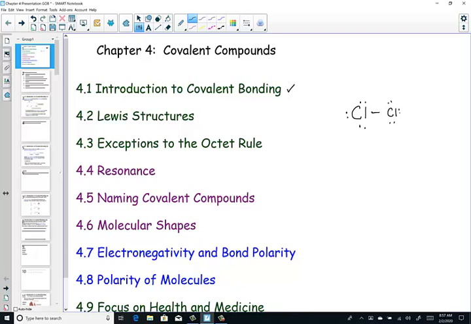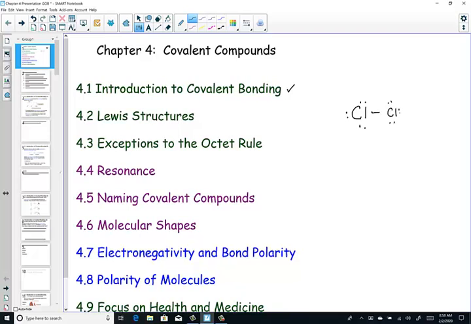We'll understand the octet rule, where every atom would like to have 8 electrons, just like a noble gas. And as with every rule, there are a few exceptions, and we'll investigate those in our third section of Chapter 4. When do we have less than 8 electrons, and when could we have more than 8 electrons around a central atom? We'll investigate the term resonance, where we have more than one correct structure for a Lewis dot representation, a resonance structure with its delocalized electrons.